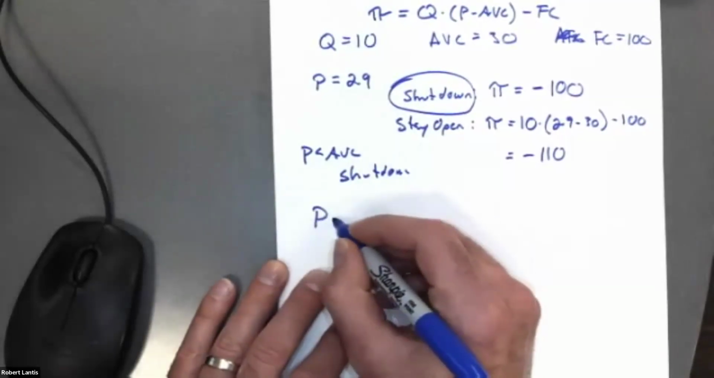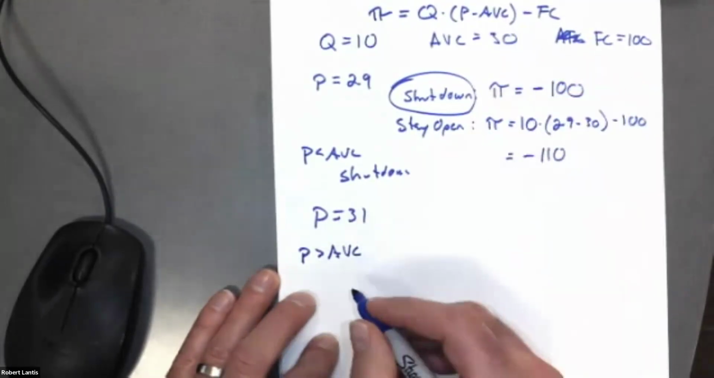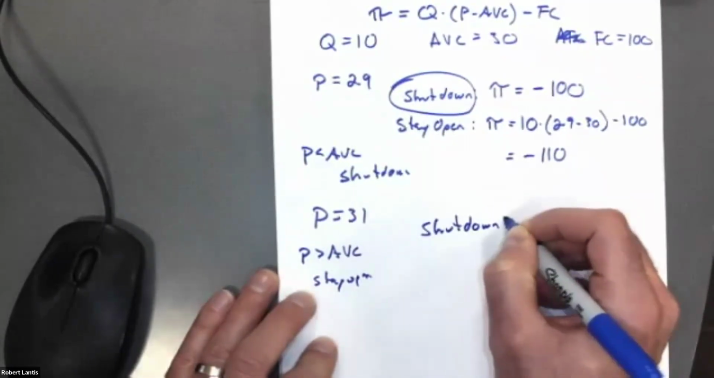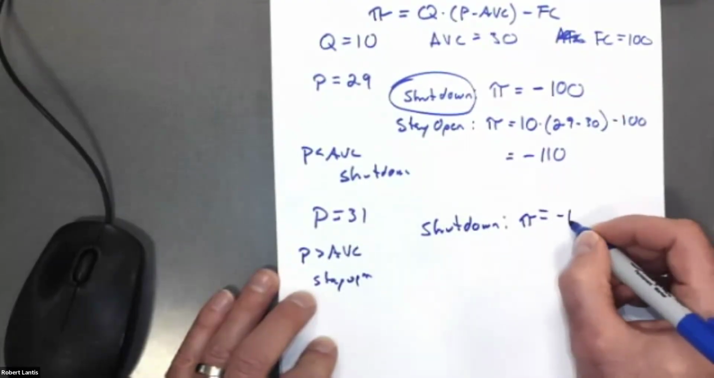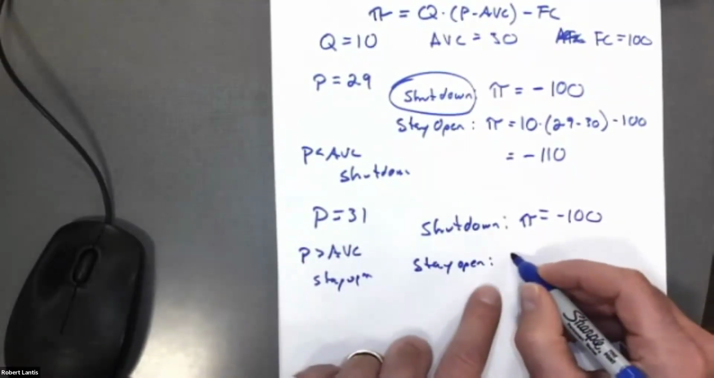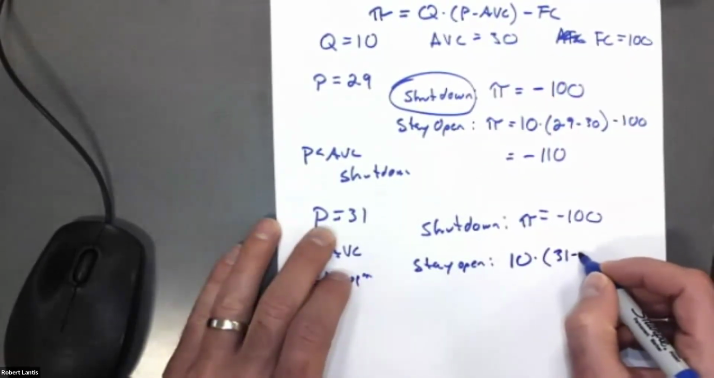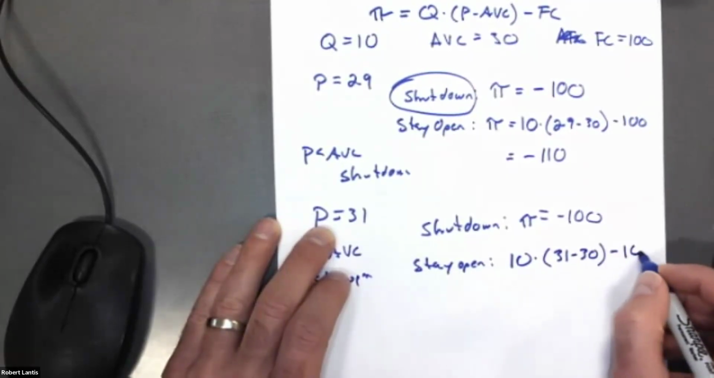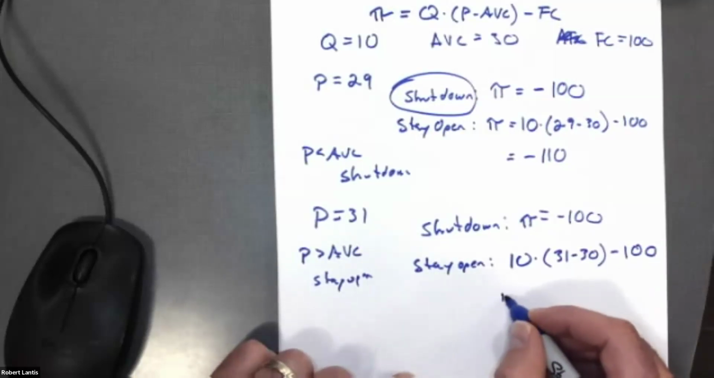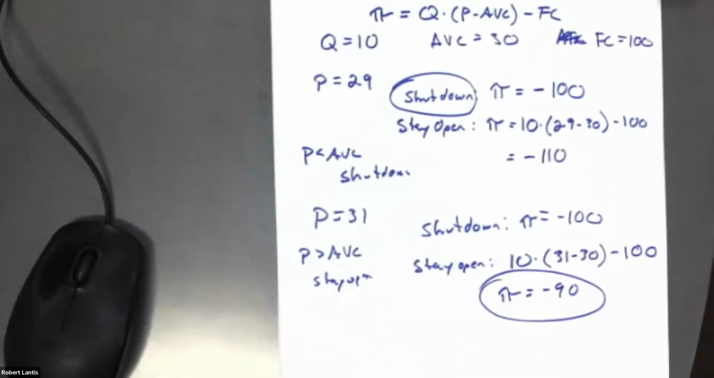What if instead the price was 31? Here, price is above my average variable cost, so we said we should stay open, but we can prove it to ourselves. If I shut down, my profits are simply negative whatever my fixed costs are. If I stay open, it would be the quantity I'm producing, 10, times the difference between price and average variable cost, and I also still have those fixed costs. Now this would be positive 10, so my profits would only be negative 90. Still negative, but losing $90 is better than losing 100.